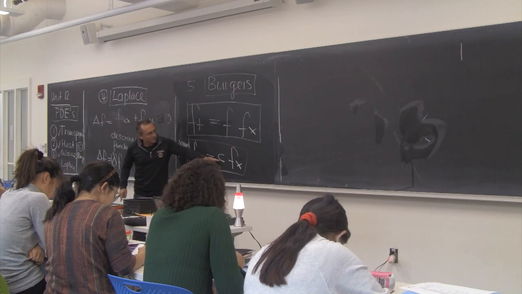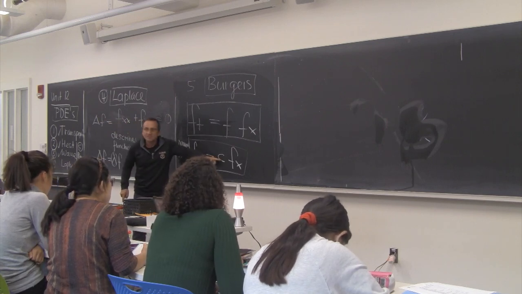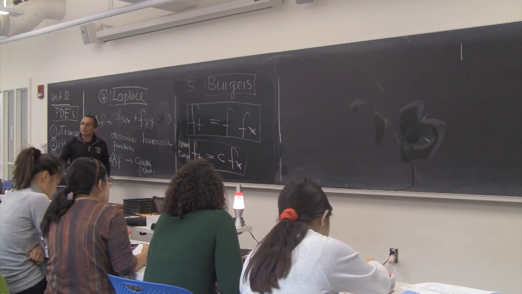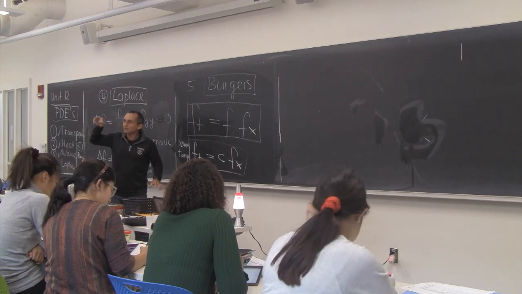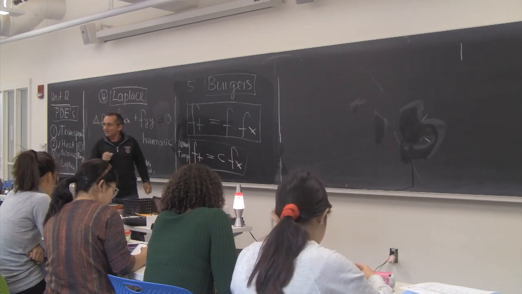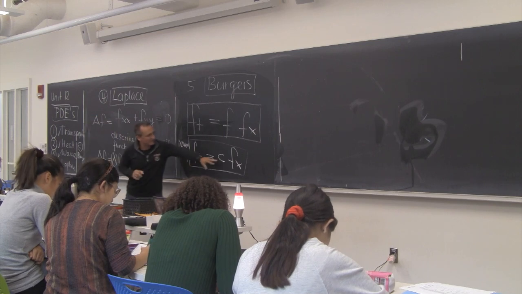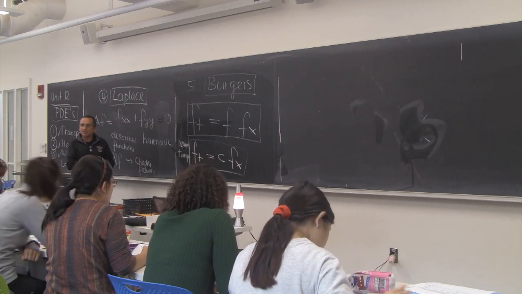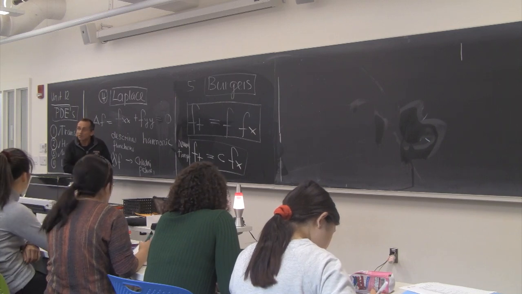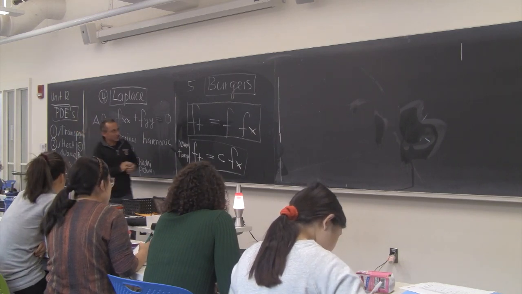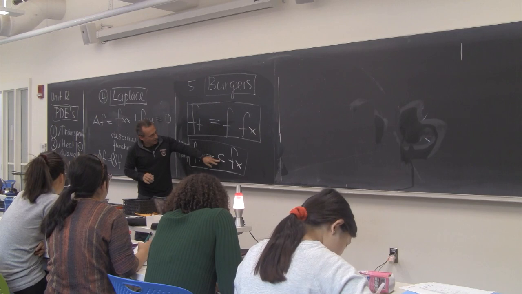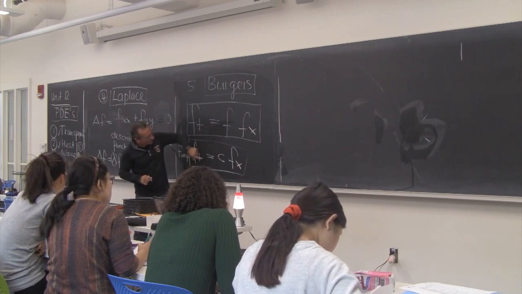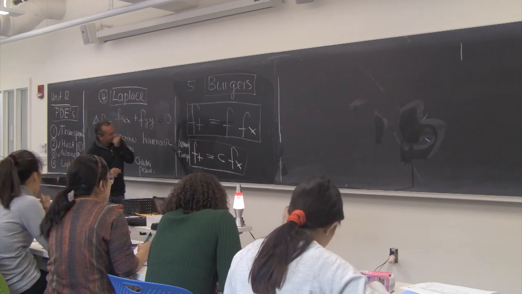What happens when you multiply this with c? So what happens when I multiply with c here? It actually changes the f of t. Does it change the amplitude?